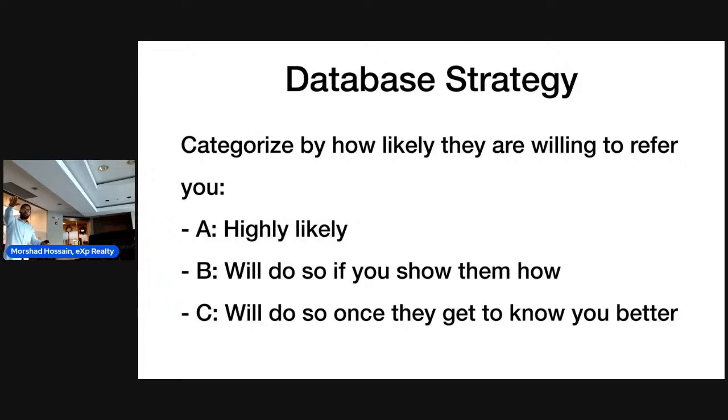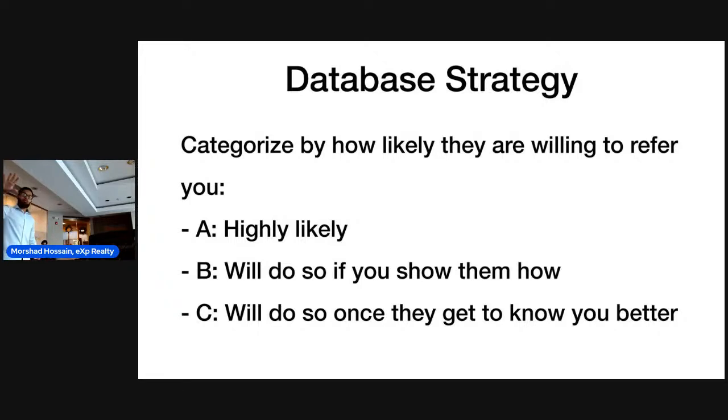And then a C category client is someone who is willing to refer you once they get to know you better, right? Like I just met Ken. He doesn't know me, I don't really know him. I need to build my relationship with Ken before he can get into the B category or the A category. And I just made this up, you can categorize your contacts however you want, but this is the general idea.